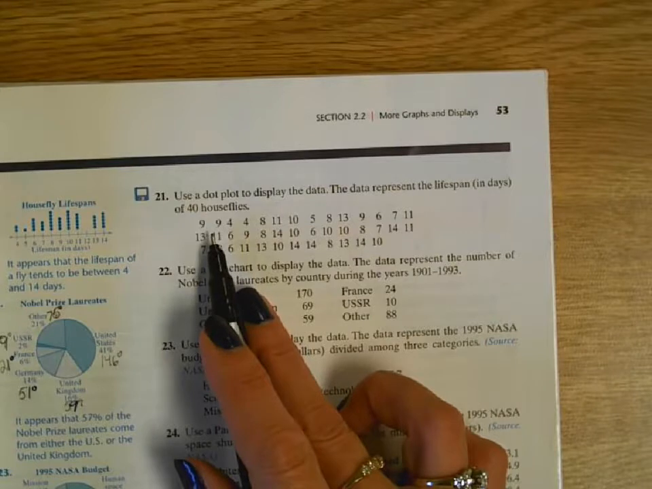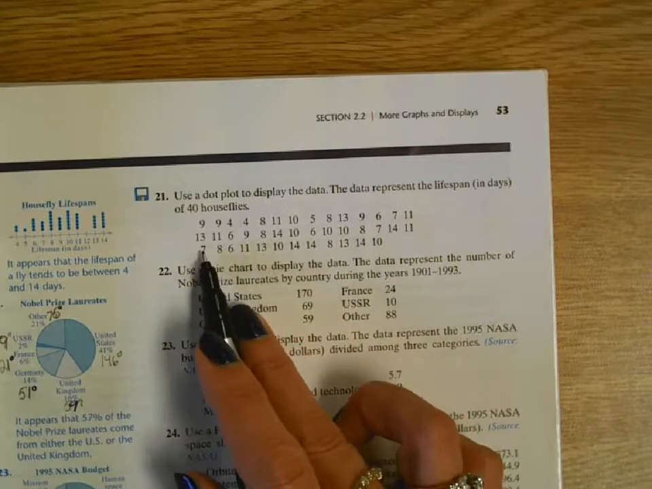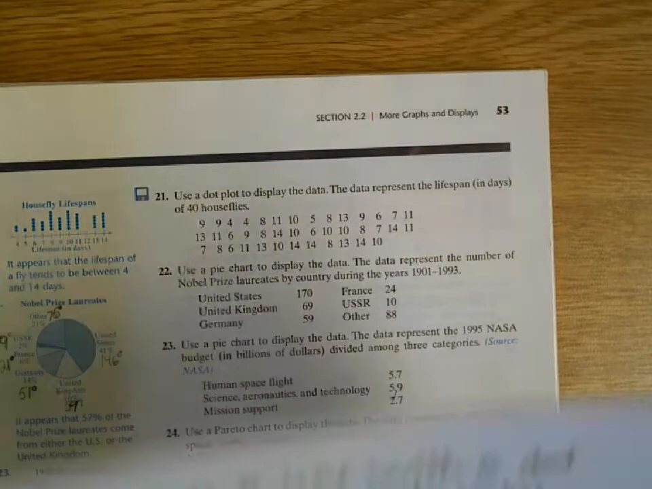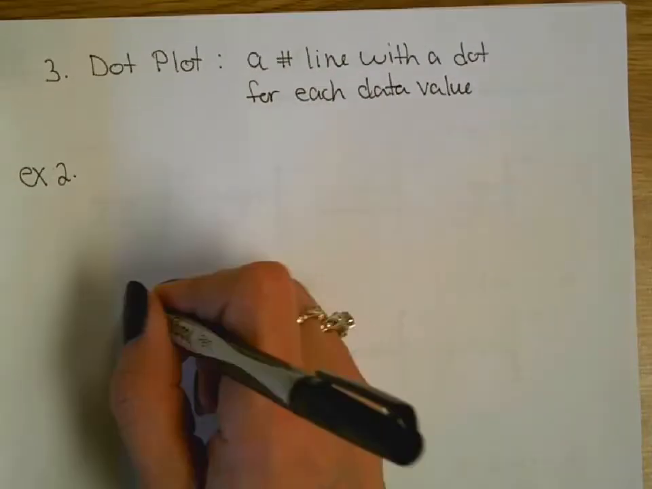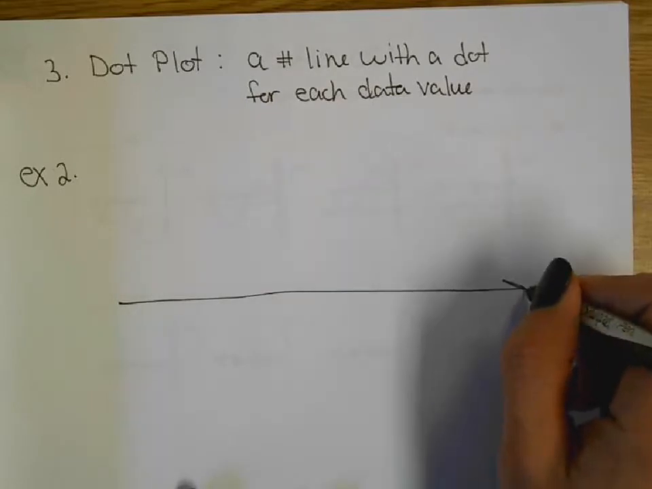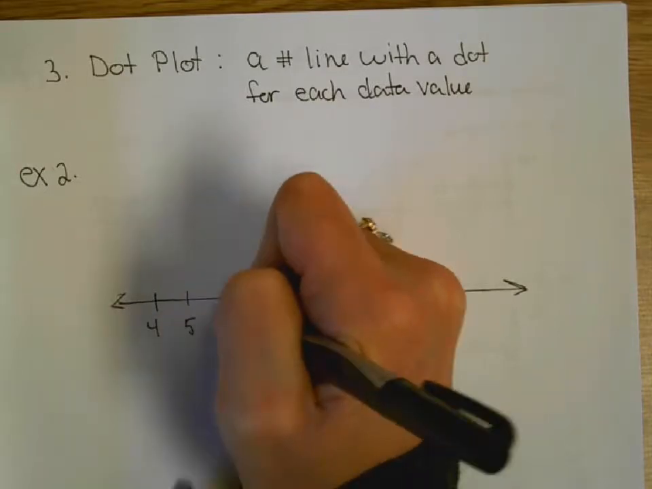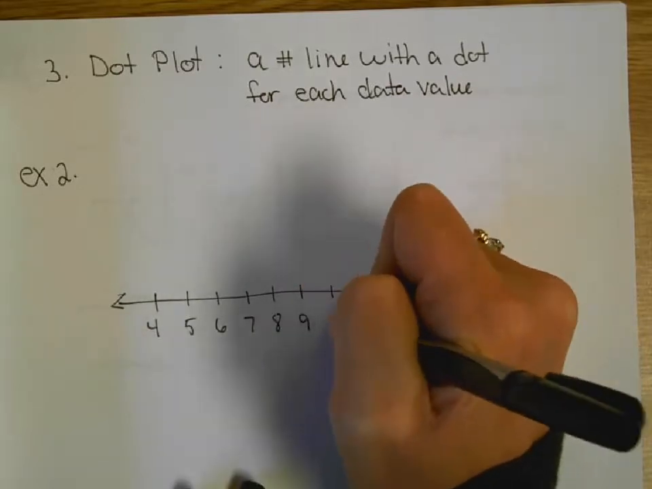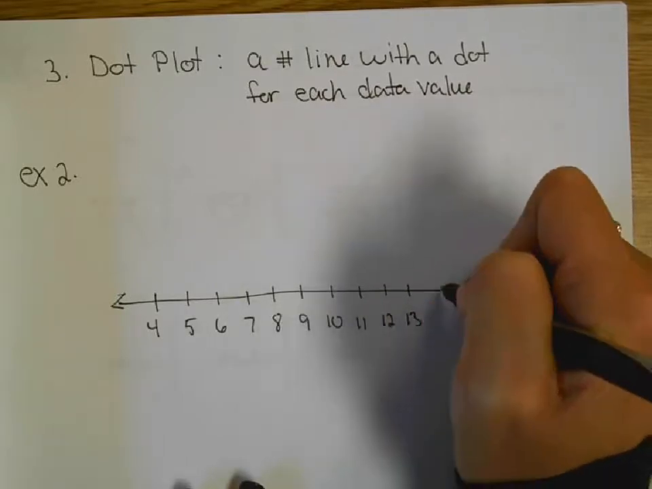Let's see. How long is the longest a fly lived? 14? 14 seems to be the highest. The lowest number of days, 4. So I need a number line that goes from 4 to 14. So leave some vertical space. Our dots are going to go above. So I'm going to come down a little bit, making a number line that goes from 4 to 14.